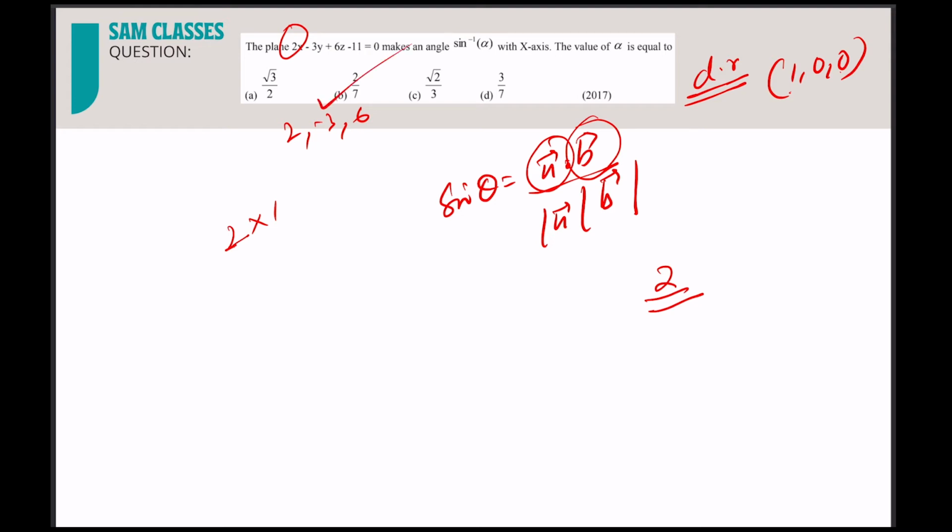See, KCT gives you options like this. No other value has this. Correct? Done. So what you have to do? Take the normal of the plane and dot product with the B vector. That's it. We don't have anything else.